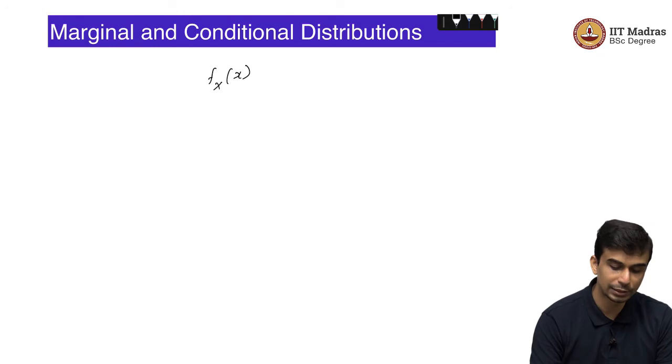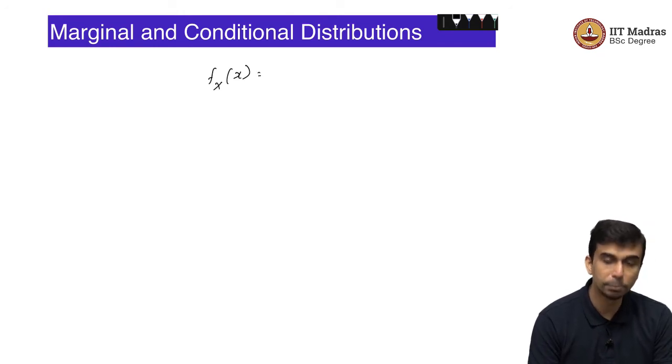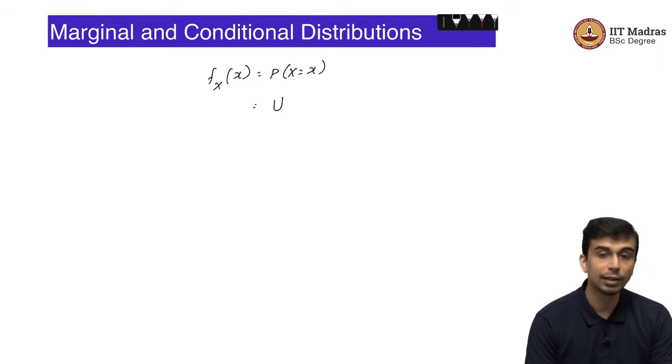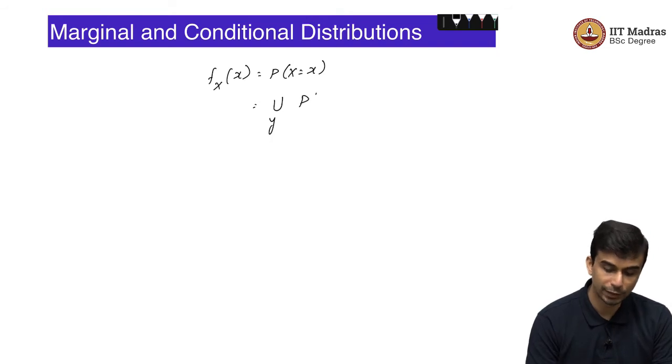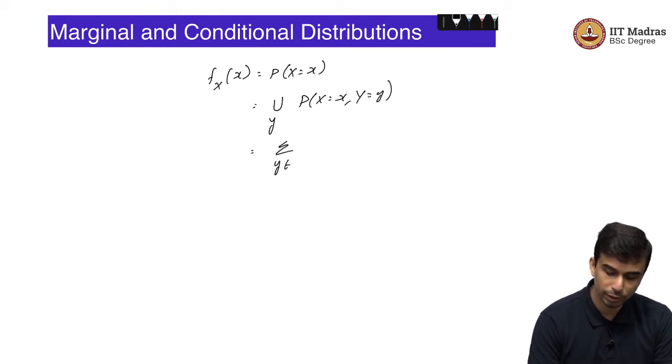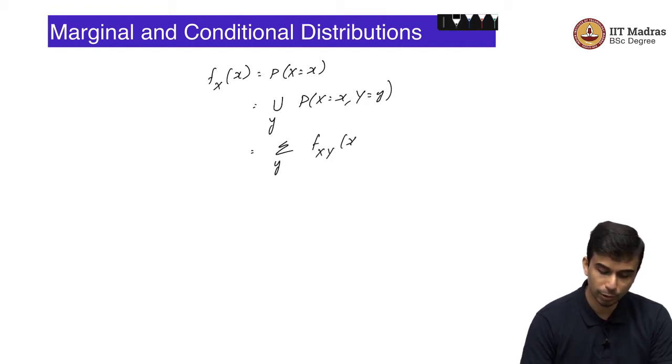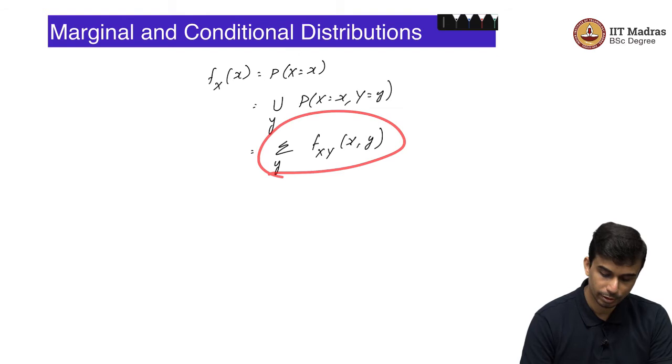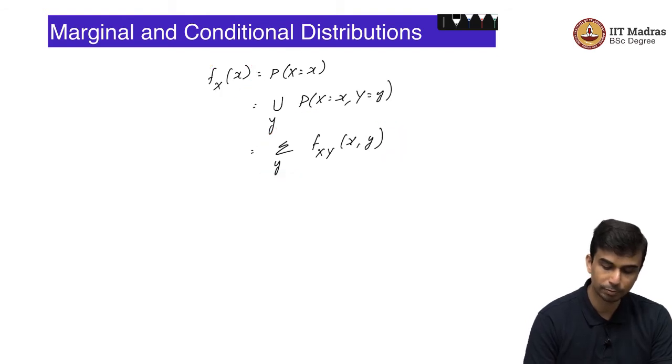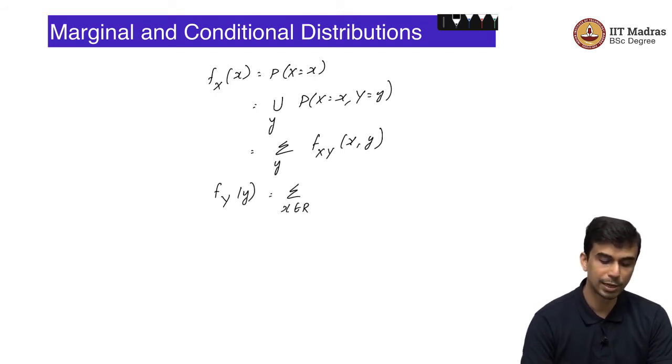The marginal is something you have already seen, which is simply the PMF of the individual random variables. What is f_X? What can you say about f_X(x)? Well, f_X(x) is simply the probability of X equal to x, which is the union over all y of the probability of X equal to x and Y equal to y, which is equal to the sum over y in the range of Y of f_XY(x, y). So you sum the joint over y, you get the marginal over x.